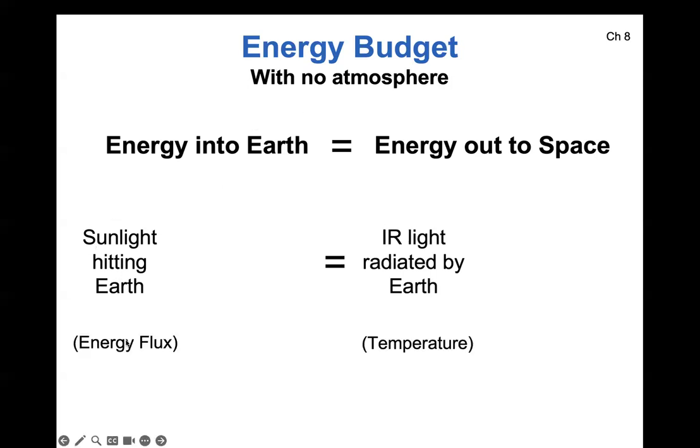All right. So sunlight hitting Earth, energy flux. This is just the term we're giving to it. Same term we saw when we talked about sunlight during different times of the year. And then the infrared radiation leaving Earth is driven by temperature. So think of the terms in the parentheses as the input variable that defines this quantity. So the sunlight hitting Earth is dependent on this concept of energy flux. The infrared radiation leaving Earth is dependent on the variable temperature.